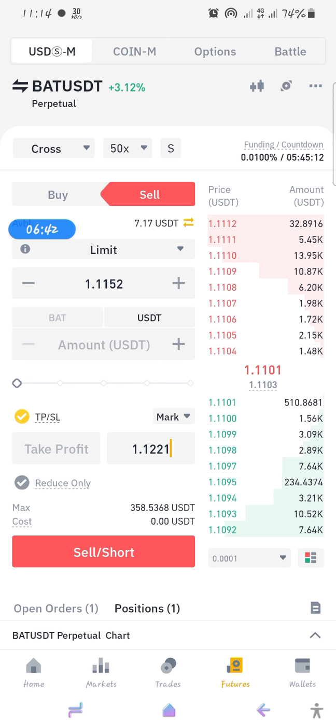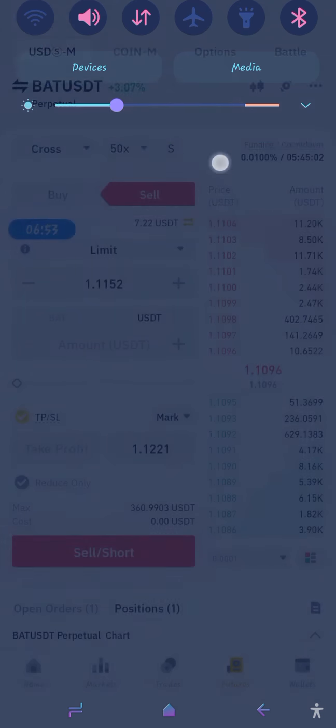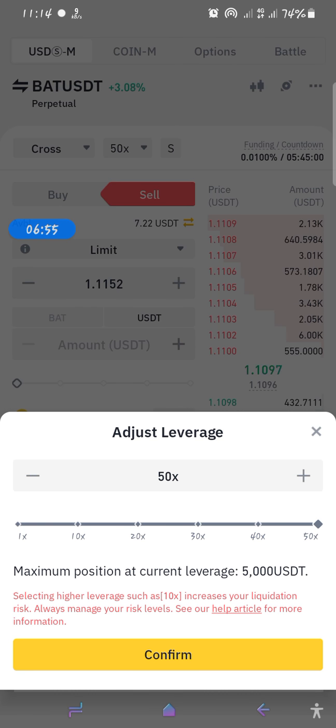Now the remaining part I want to talk about is this cross and then isolated margin, and also this 50x that we can see here. Now this is where the complication comes in, but to me it's not really hard. Let's first deal with leverage.